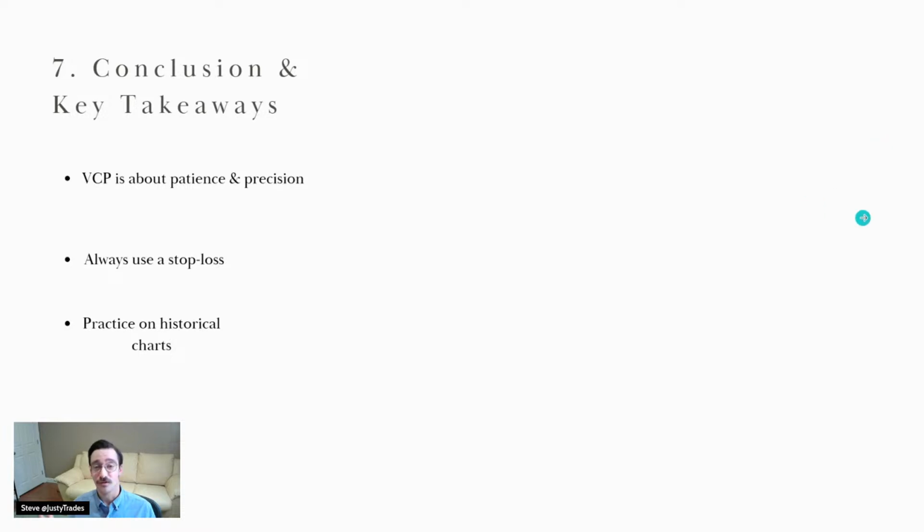So we are just about at the end. Let's run over a few key highlights that I want you to leave with, if you leave with anything. First is that the system's about patience and it's about precision. You are not going to have as many trades as some other systems. That's okay. In fact, that's a selling point for me.